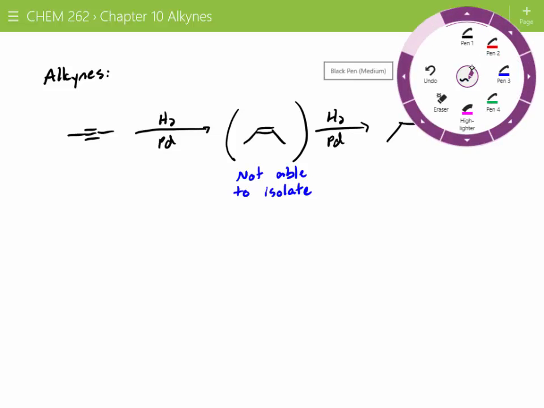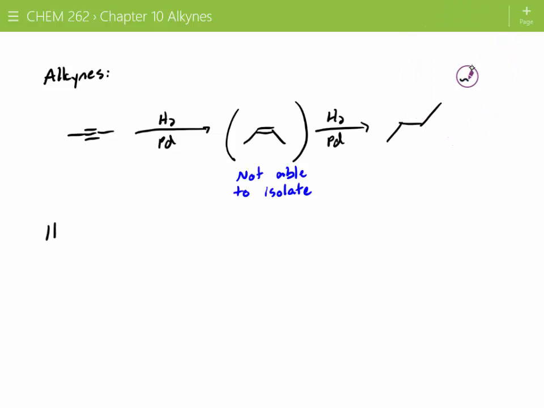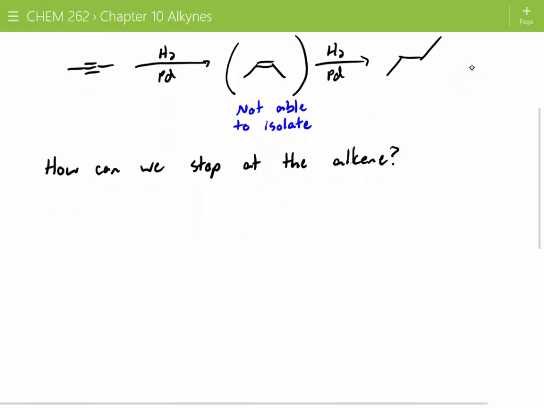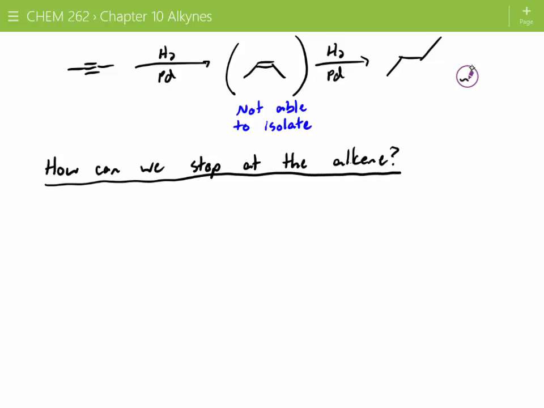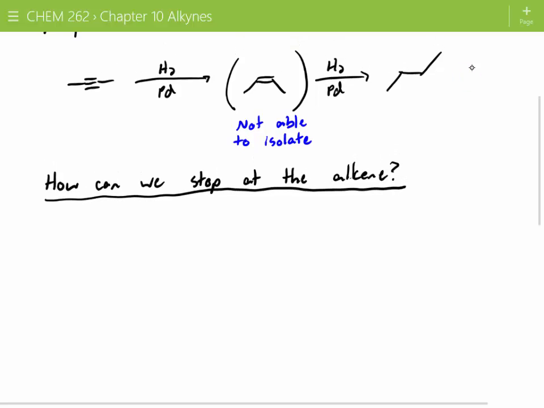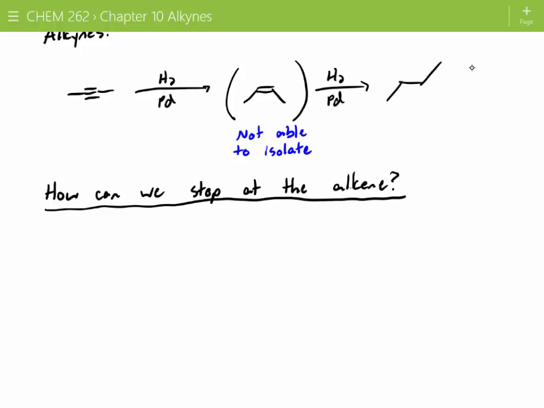So let's start a new section here. How can we stop at the alkene? And in order to do this, we have to use some special reagents. So if you saw up here, this intermediate, the cis alkene, was just simply too reactive. It went straight to the alkane. So we actually need a catalyst that is less active, something that raises up the activation energy a little bit higher. That way we can trap this intermediate that's really hard to isolate.